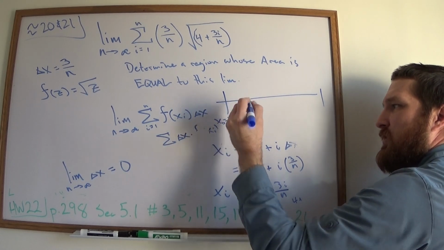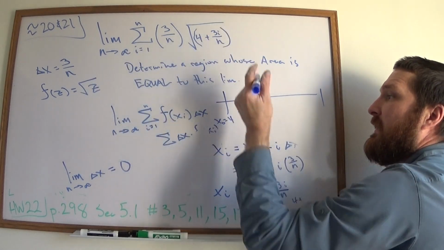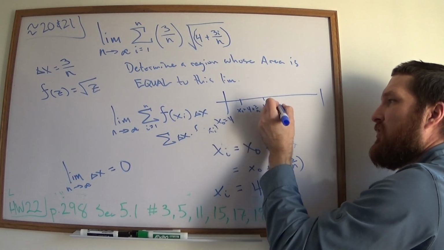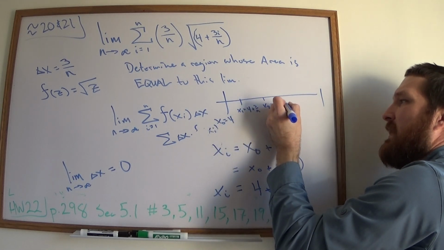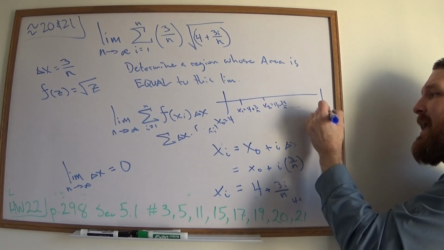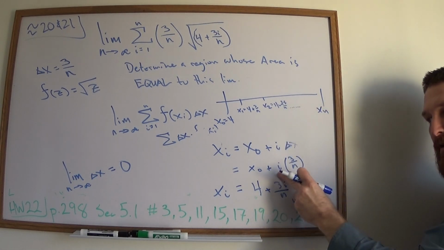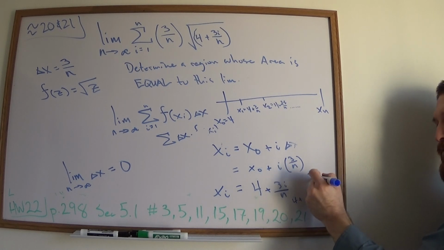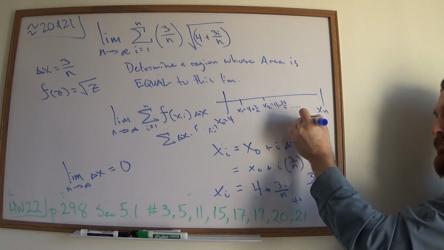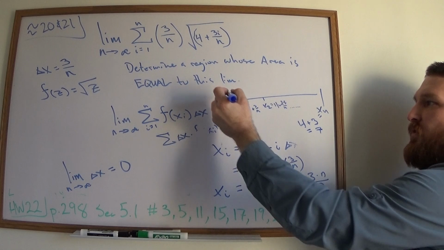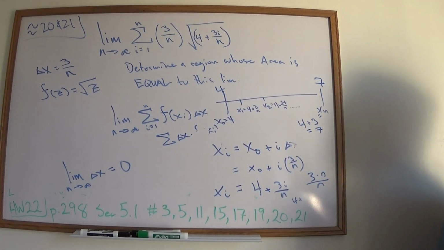x1 is what happens when you plug in a 1 right here and you get 3 over n. x2 is what you get when you plug in a 2, and you get 4 plus 2 delta x's, 2 times 3 over n, and so on, all the way up till you get to xn. Plug in an n for i, and you get 4 plus 3 times n over n, 4 plus 3, which is 7. Okay, so it's going from 4 up to 7.